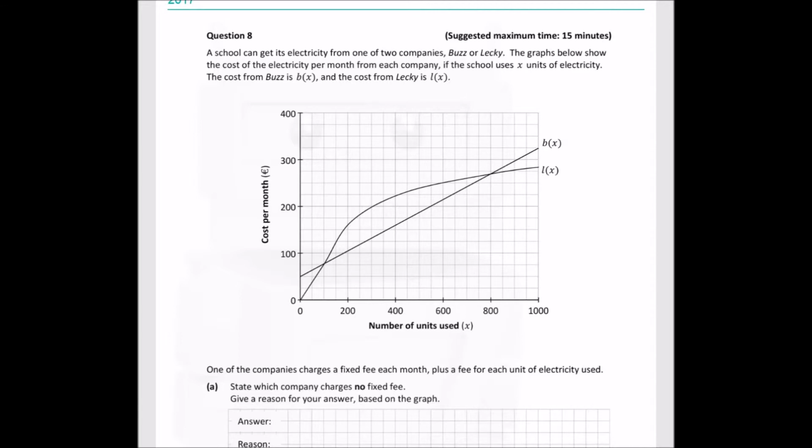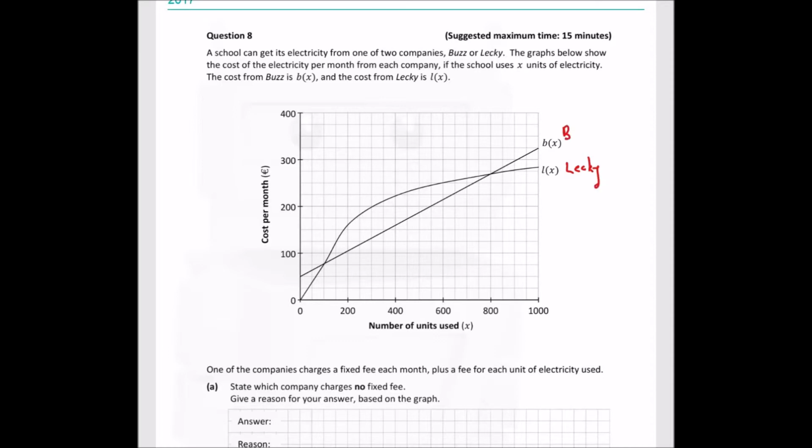Next question. A school can get its electricity from one of two companies, Bose or Lecky. The graph shows the cost of the electricity per month for each company. If the school uses x units of electricity, so however many units of electricity, the cost from Bose is B(x) and the cost from Lecky is L(x). So here's Lecky.